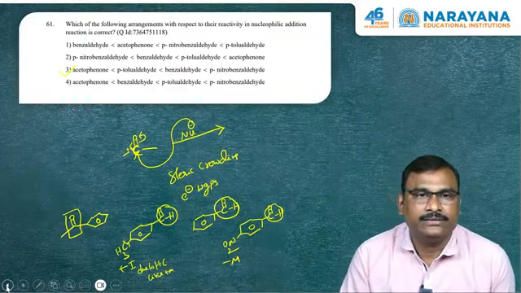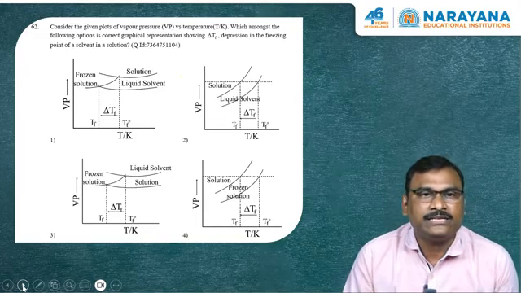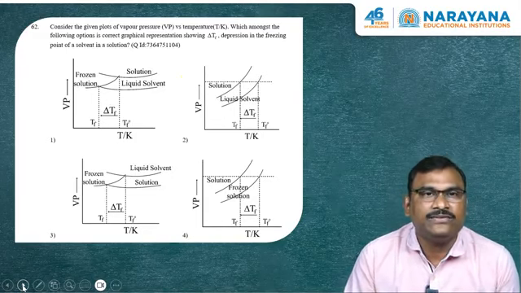Next, go for the next one, student. Question 62. Consider the given plots of vapor pressure versus temperature. Which amongst the following options is correct? Graphical representation showing depression of the freezing point of the solvent in a solution.